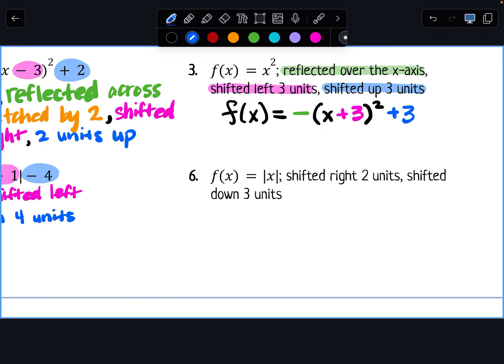Now here's a description, and let's write the equation. So the parent function is f of x equals the absolute value of x. So I know I'm going to have absolute value brackets. The first transformation is shifted right 2 units. So inside my brackets, I'm going to write x minus 2. And shifted down 3 units means I'll have minus 3 after the absolute value brackets.